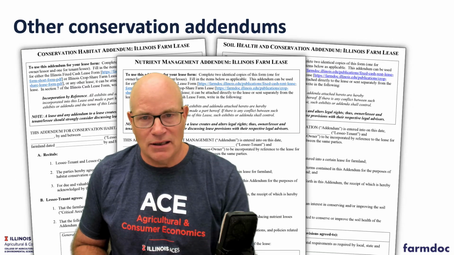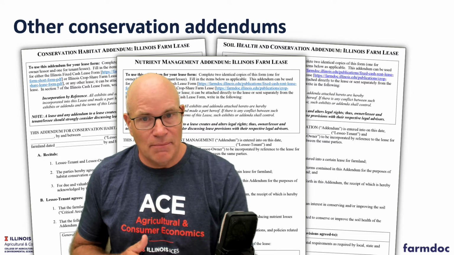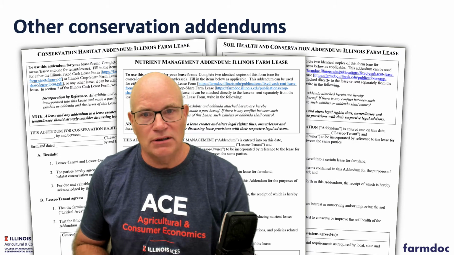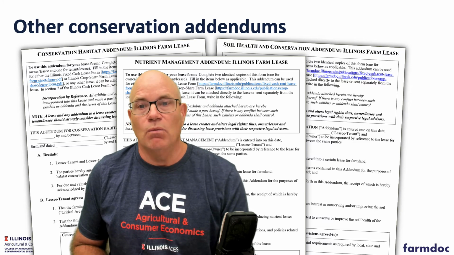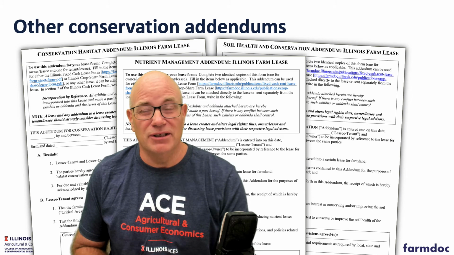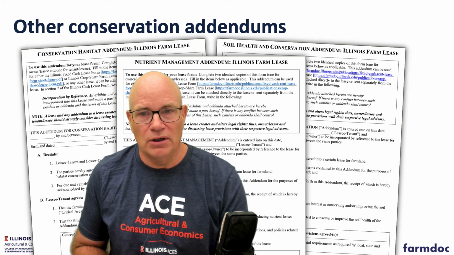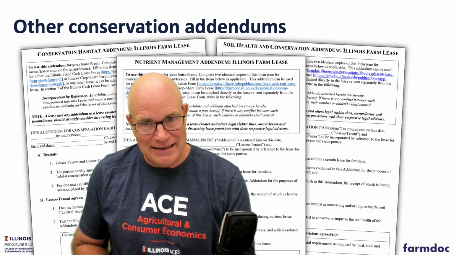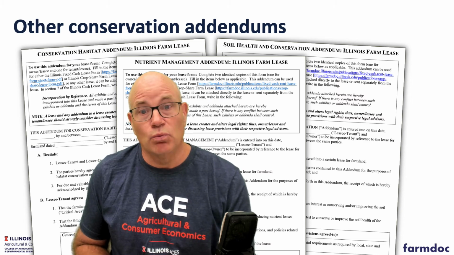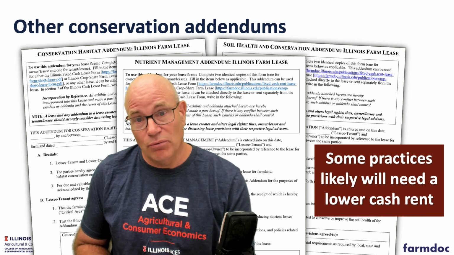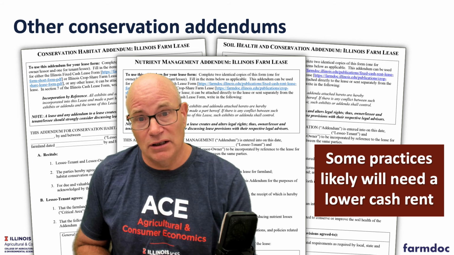As is always the case, it's good to think about those conservation practices and talk about those between the farmer and landowner. It will lower the chance of misunderstandings as we move forward in time. Some of these conservation addendums or the practices will require lower cash rent because they will take away from returns, and therefore we should be thinking about lower cash rents.